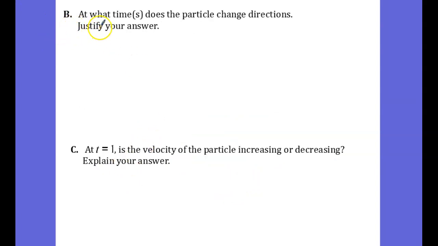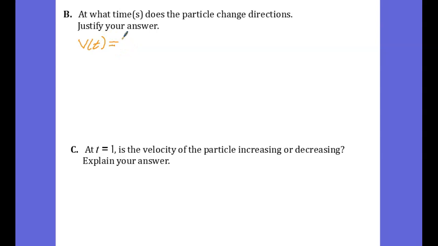In part B, they ask us at what time or times does the particle change direction? Justify your answer. Well, if the particle is changing direction, going from left to right or from right to left, that means that the velocity is changing sign from either negative to positive or positive to negative. So let's start by finding where the velocity could be equal to 0. That would signal a sign change.